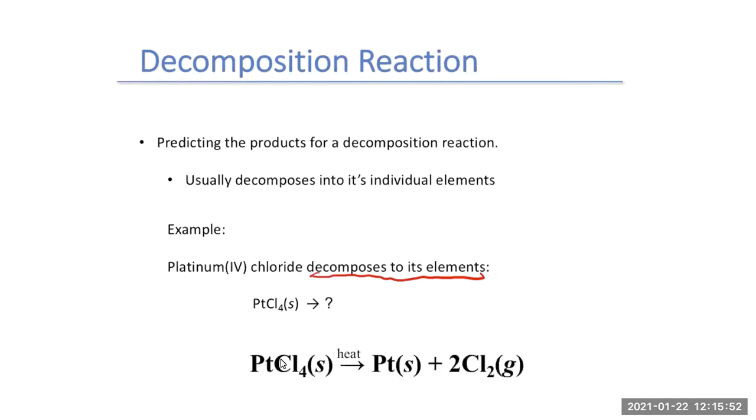And in fact, our platinum 4 chloride turns into a platinum solid and 2 Cl2 molecules. Notice how the chlorine comes as Cl2 because that's its elemental form for chlorine. It's one of our diatomic elements. So when we have a decomposition, it usually decomposes into its individual elements, which means we can predict the product pretty easily. And most of the time, they need to be heated in order to have that happen.